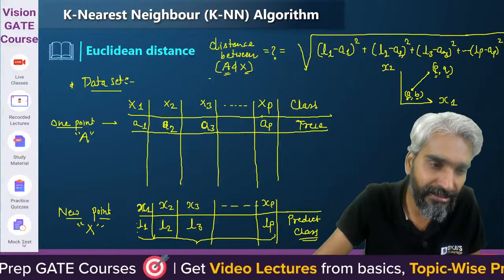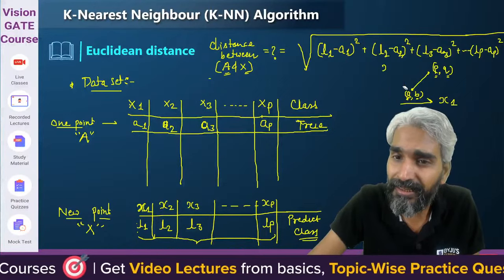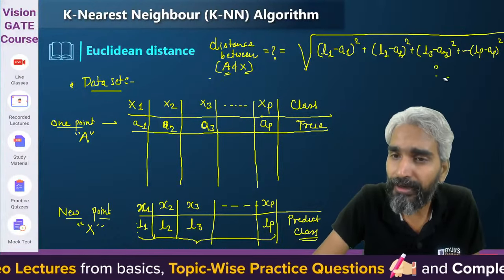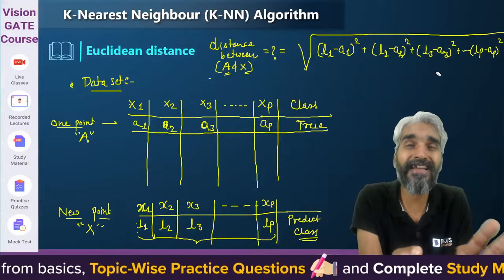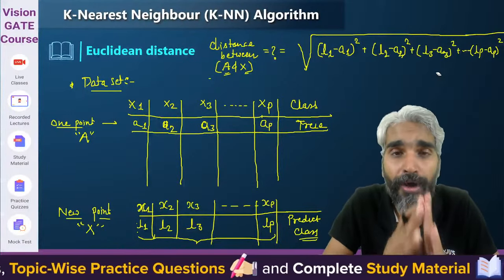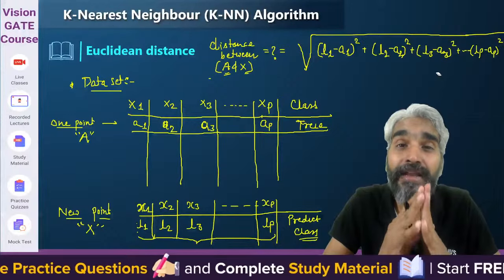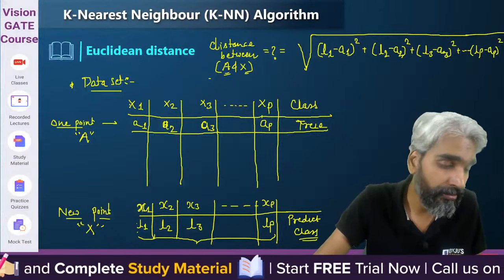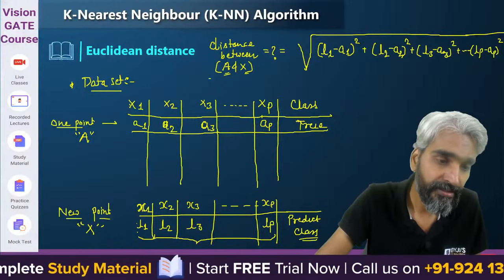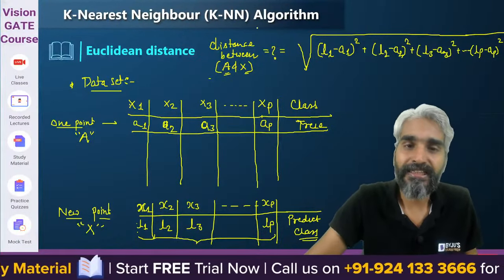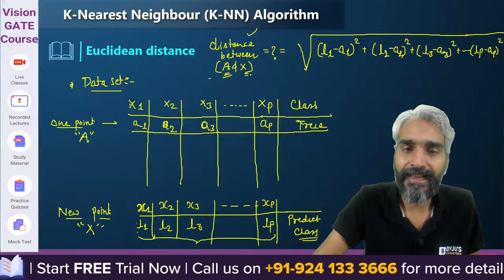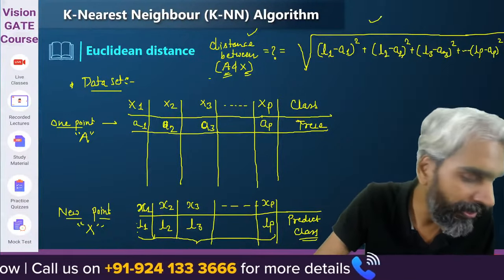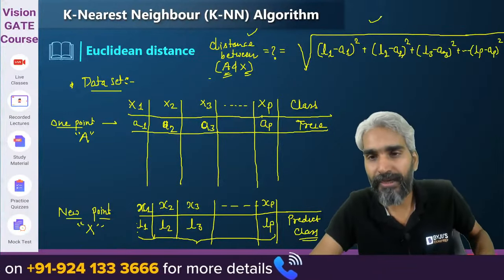Please try to understand that this dimensionality will eventually create problems when you are not trying to visualize this. So the Euclidean distance between 2 points which are represented in a p-dimensional space can be given in this particular manner. Clear? The Euclidean distance between 2 points A and X in p-dimensional space can be given using this formula. Is this okay?